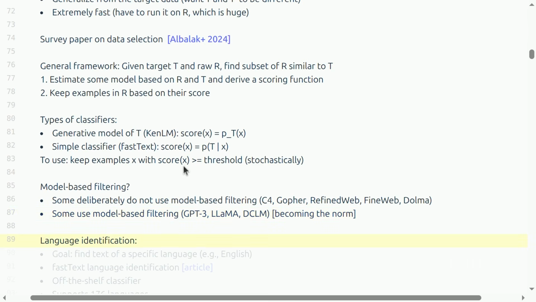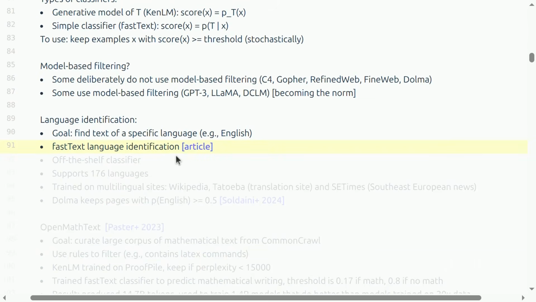Okay, so let me talk through some instantiations of filtering. Remember I mentioned language identification. The goal is just to find, given a piece of text, detect whether it's of a particular language. Meta has trained these fastText language identification models, which often you can just use off the shelf. It supports 176 different languages.